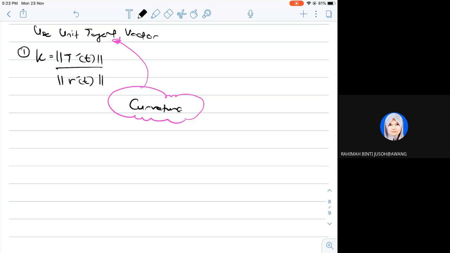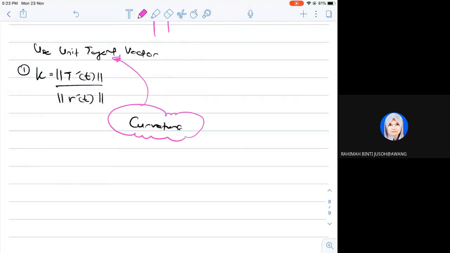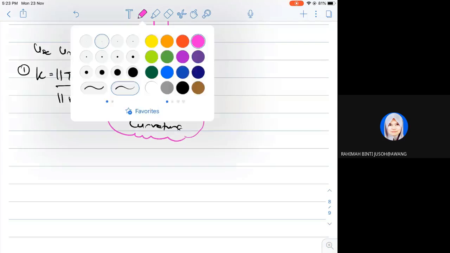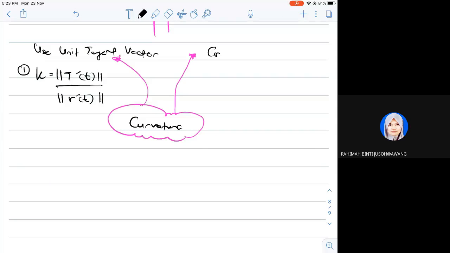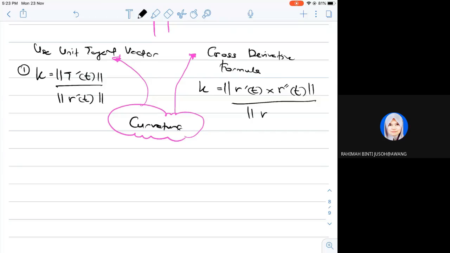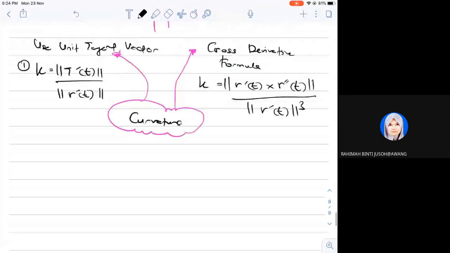Number two, we have the cross derivative formula. Kappa equals the magnitude of r prime t cross r double prime t, divided by the magnitude of r prime t cubed, like this. And then the third one, we have the functional form.